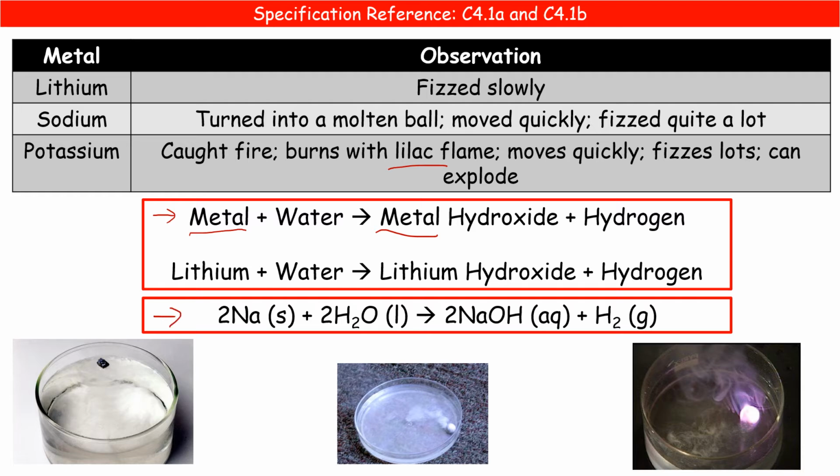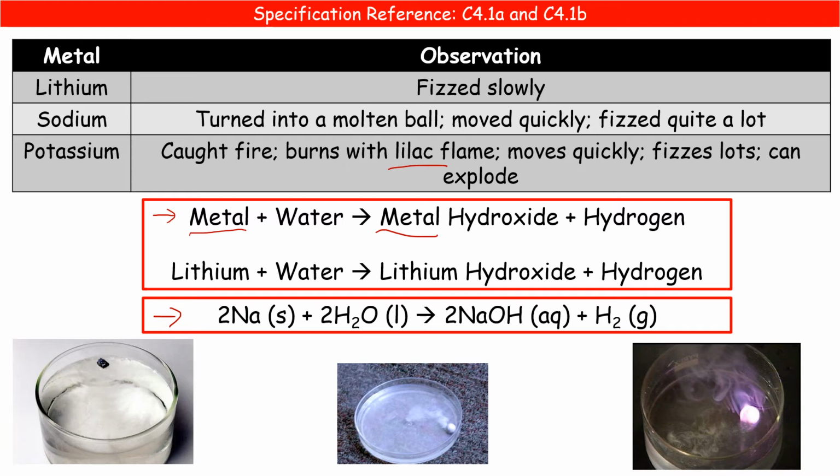Now, if you're not great at balancing, you can learn this. That's the nice thing. Because all of group 1 react with water in the same way to make the same kind of product, all we're really doing here is writing the different element symbol for the metal. Everything else is going to be the same. So what we have is our metal plus water makes the metal hydroxide and hydrogen.